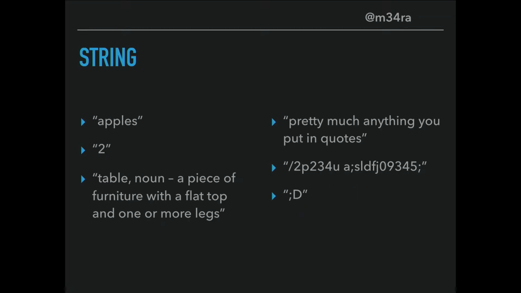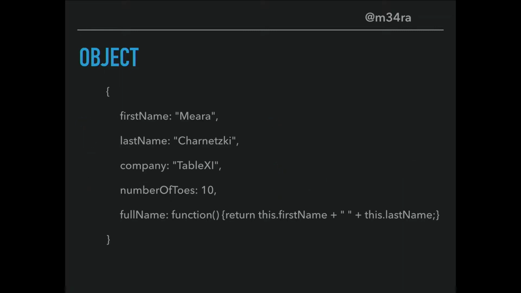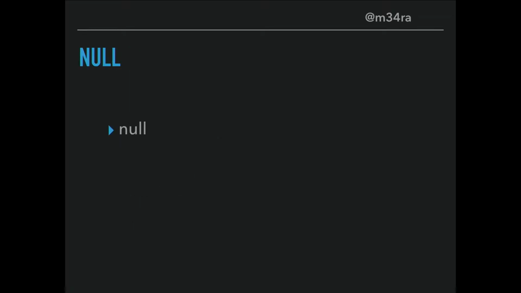We also have strings, which are pretty much anything you put in quotes. And of course, there are objects, which can contain both data and behavior. Objects can have a lot of stuff in them like this one, or they can be empty objects, which we would represent by a pair of curly brackets. Null represents nothing, which is different from undefined, which is what you get when you've declared a variable in your scope, but you never actually set a value.